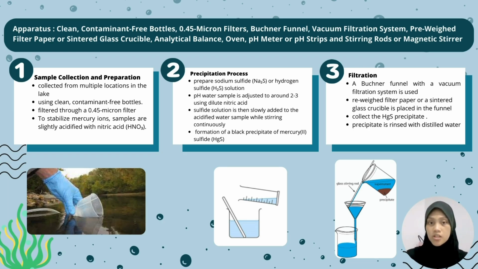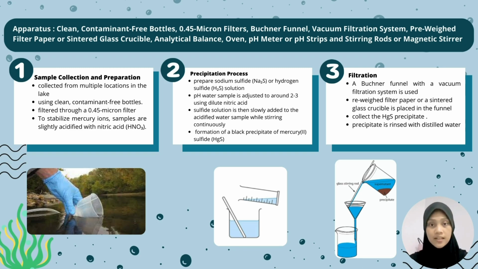Next, we will do the precipitation process. The precipitation process begins with the preparation of a sodium sulfide or hydrogen sulfide solution as the sulfide source. The pH of the water sample is adjusted to around 2 or 3 using dilute nitric acid, creating an acidic environment that helps keep mercury ions in solution. The sulfide solution is then slowly added to the acidified water sample while stirring continuously, ensuring uniform distribution and preventing local oversaturation. This results in the formation of a black precipitate of mercury sulfide. The mixture is allowed to stand for about an hour to ensure complete precipitation.